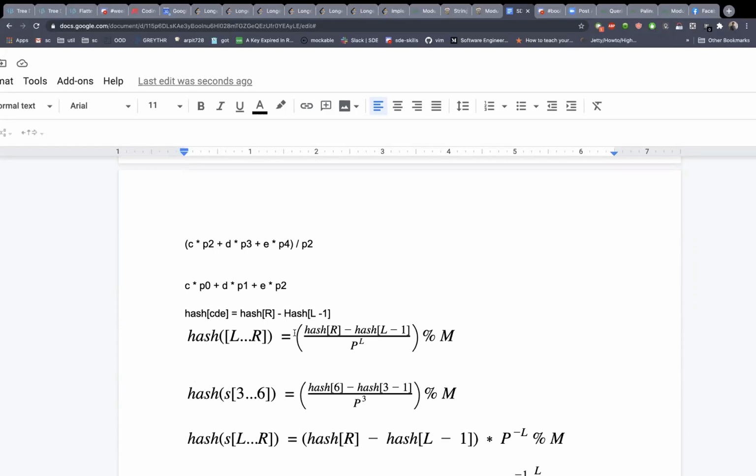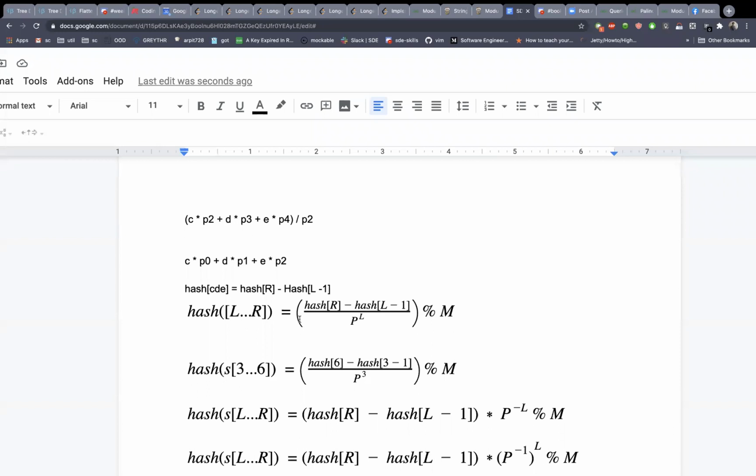Yeah. I covered earlier how we choose P. The range of characters that we have, in this case, is 1 to 26, so you have to choose a P greater than that value.